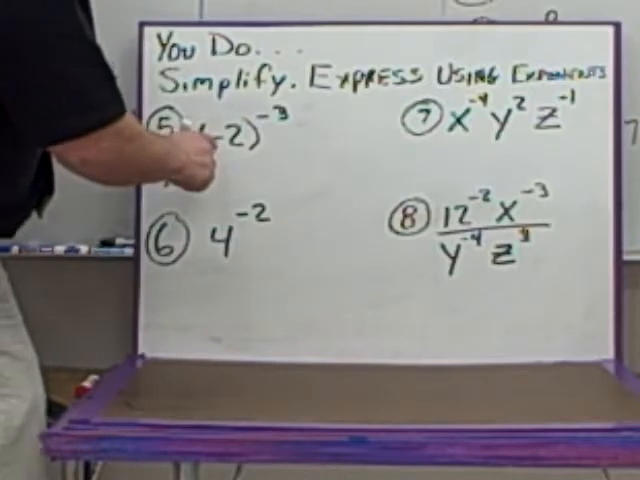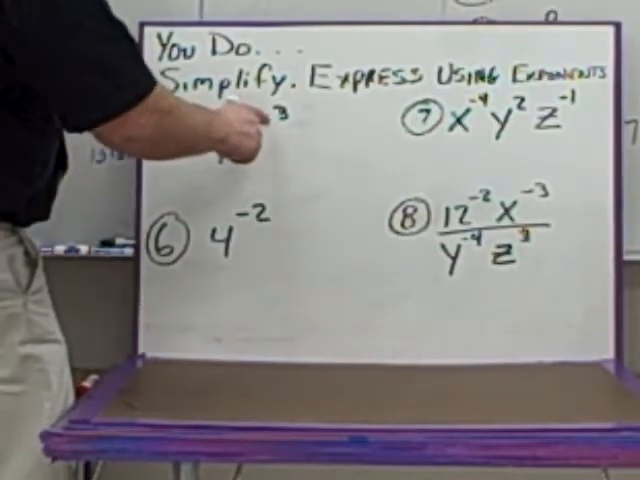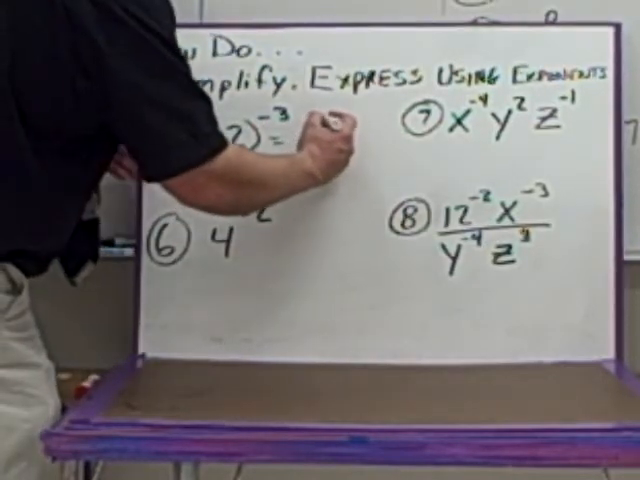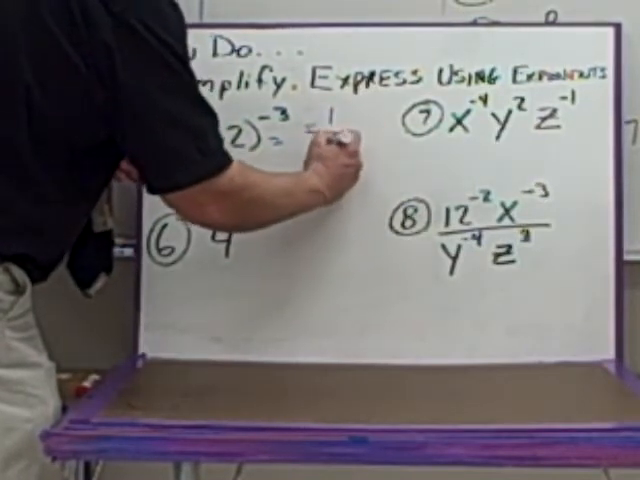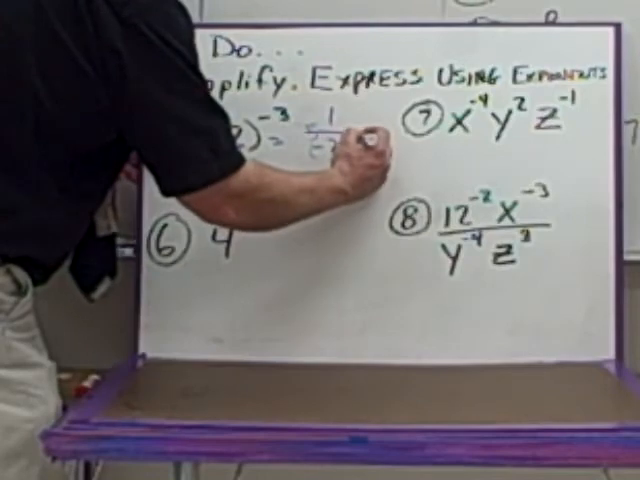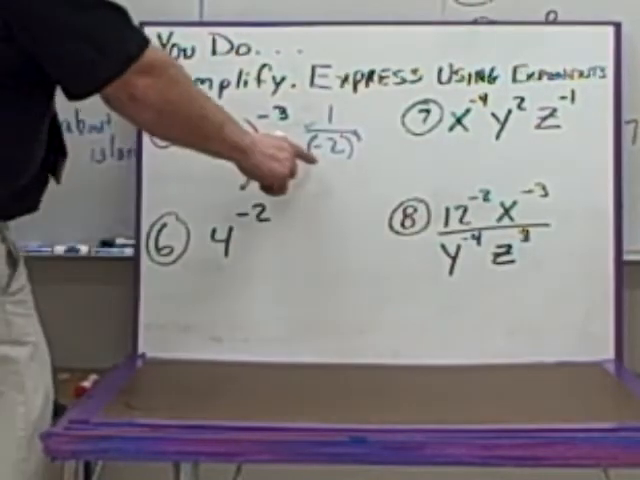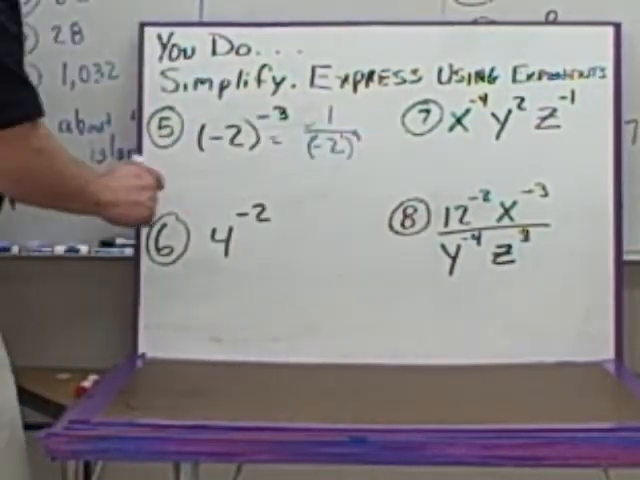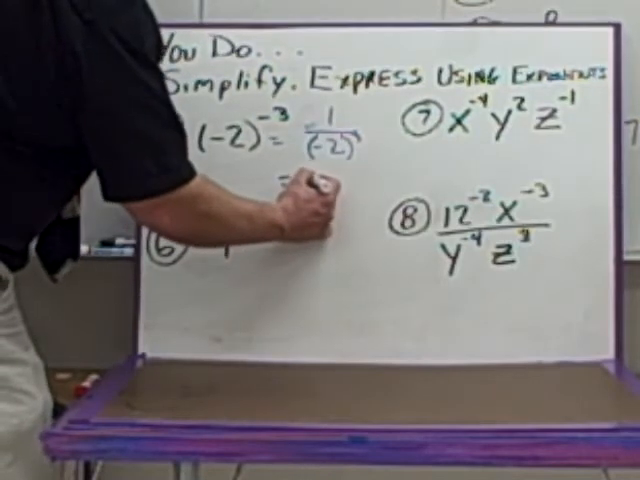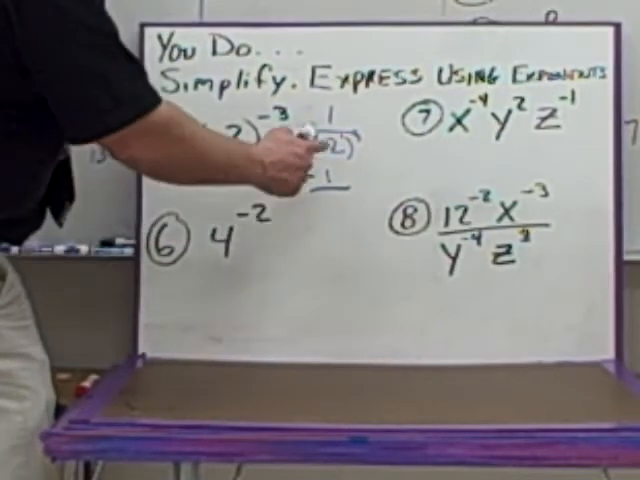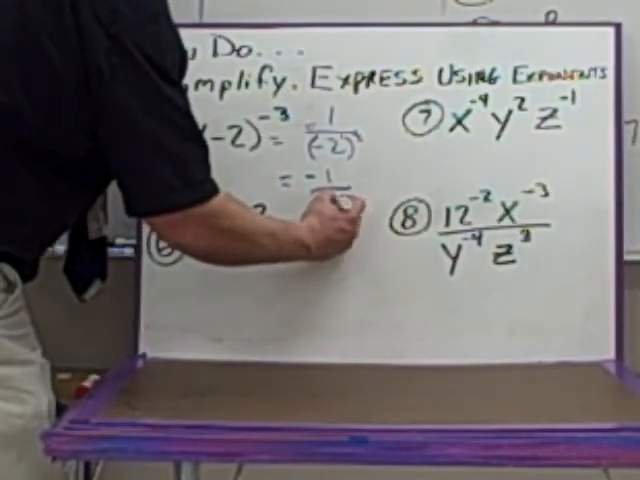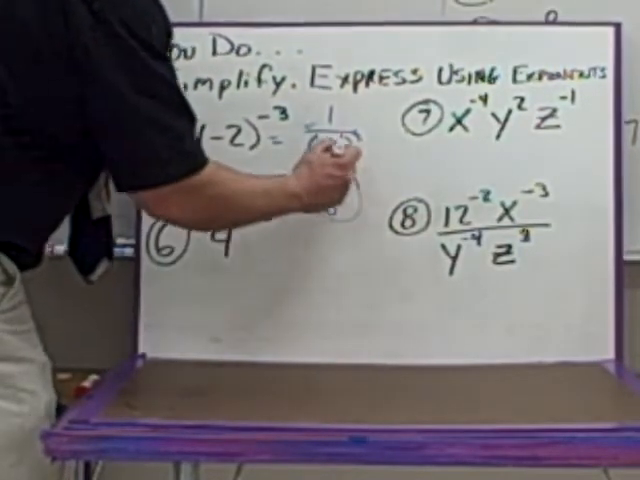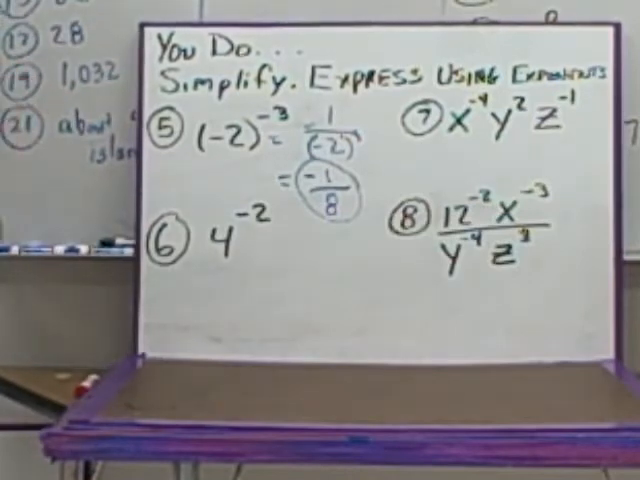Welcome back. Simplify, we have negative 2 to the negative 3 power. That's going to be 1 over negative 2 to the positive 3 power. A negative number to an odd number exponent means the answer is going to be negative. So we know we're going to have a negative 1 over something. 2 cubed is 2 times 2 times 2, which gives us 8. So we have negative 1/8 for the answer on number 5.